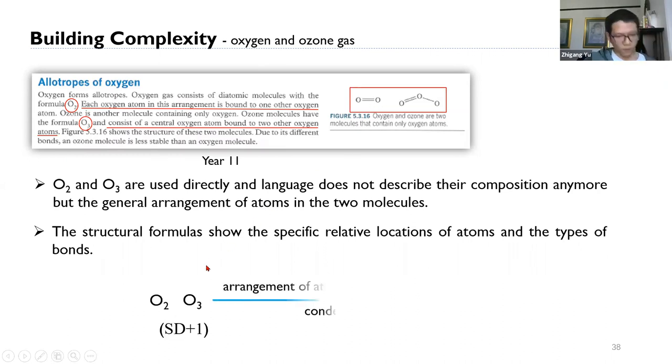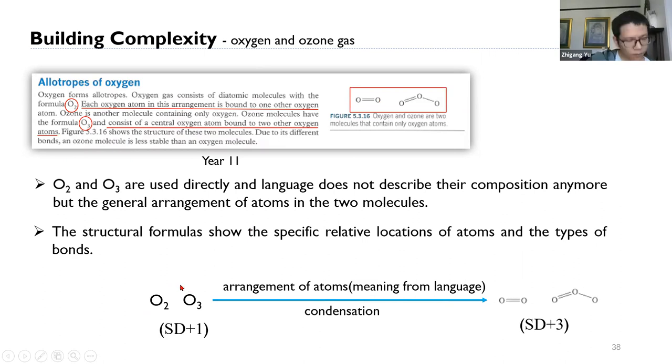So we can see that O2 and O3 are used directly here, and then meaning from the language is being condensed within this structural formula arranging atoms. So using your translation device, maybe SD plus 3. So we can see the complexity is gradually being built across the schooling levels.